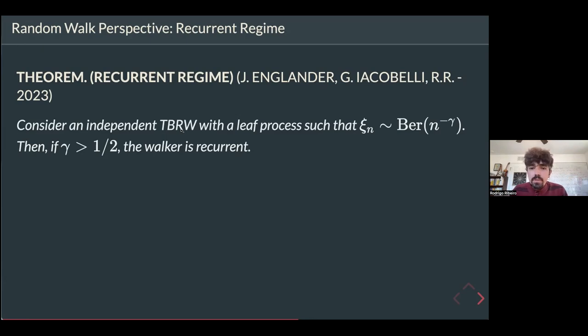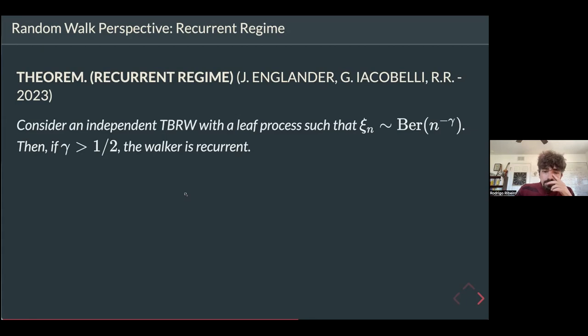So we also have recurrence for a non-trivial case. What I mean by non-trivial is that if you are above 1/2 but smaller than 1, the number of vertices that you're going to add to the tree is infinite. So the tree is growing, but still you're visiting all the vertices infinitely often. So this is the scenario for the results that we have from the random walk perspective.